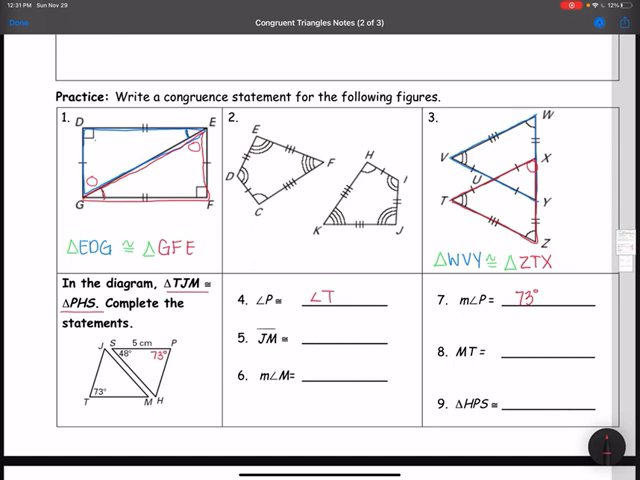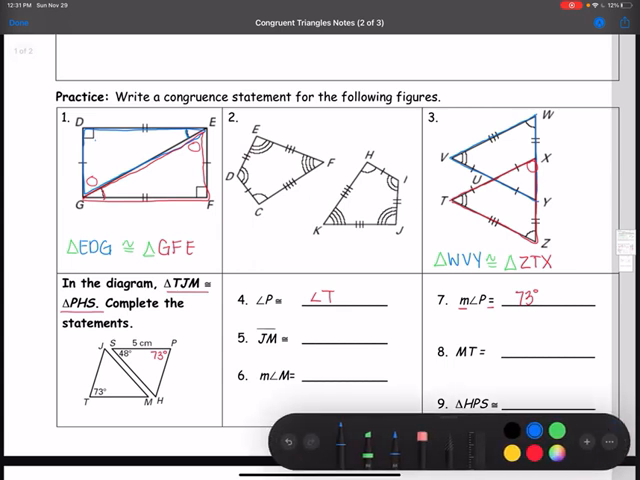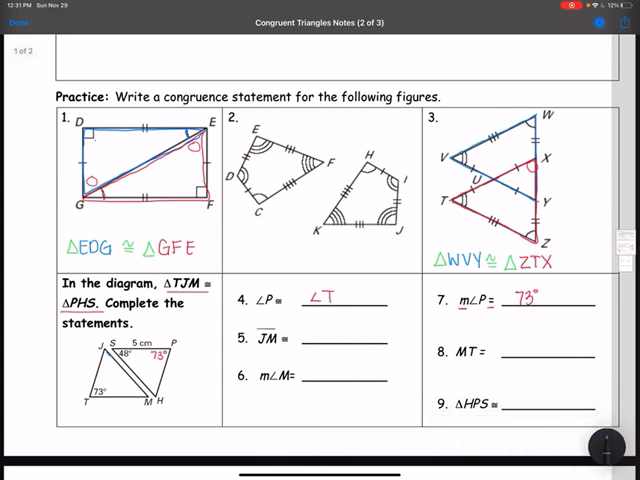Now the reason why we're actually looking for a degree here is because we have the little m for measure and we have an equal sign. We're not writing a congruence statement. If we look at number 5, it is saying side JM is congruent to which other side. Now, JM are the last two letters written in the congruence statement, and so is HS. So we're going to say that JM and HS are the same.